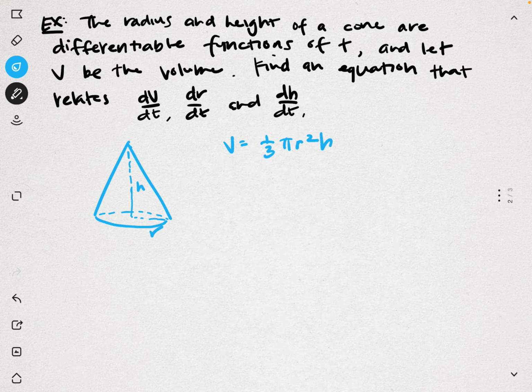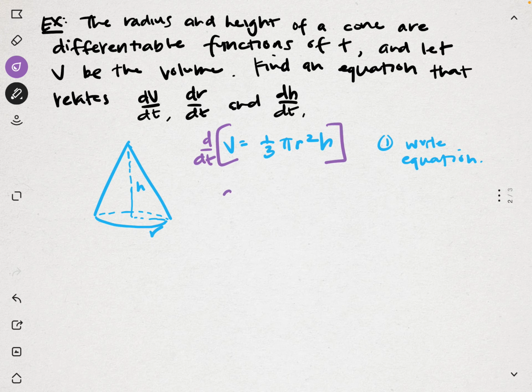So we have 3 different variables: we have our v, we have our r, and our h. So let's go ahead and do the same thing. So this was step 1, we write the equation. Now step 2, we're going to take the derivative with respect to t.